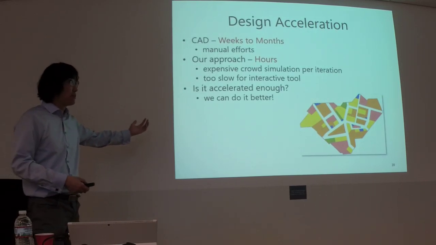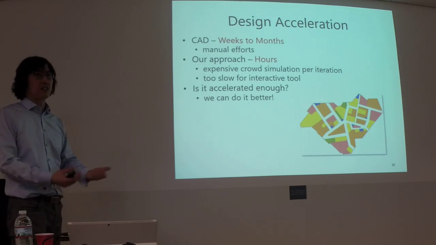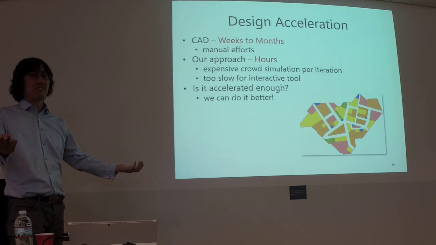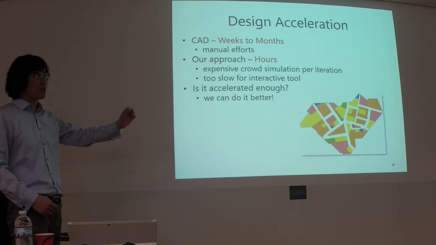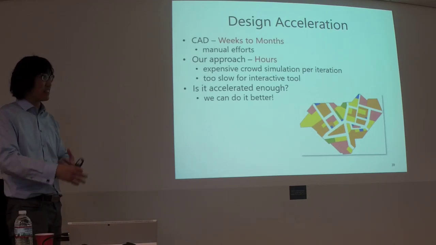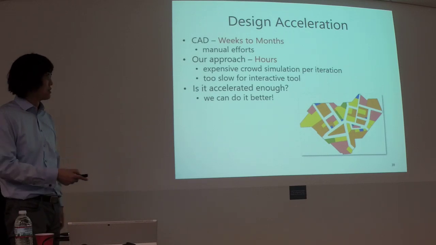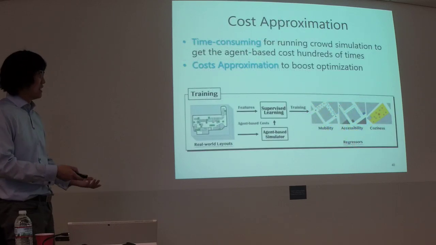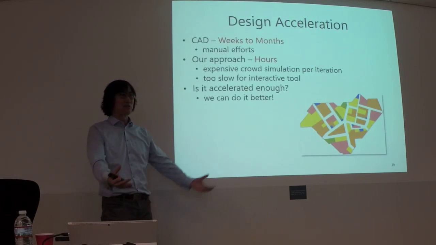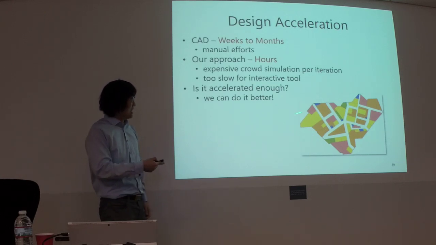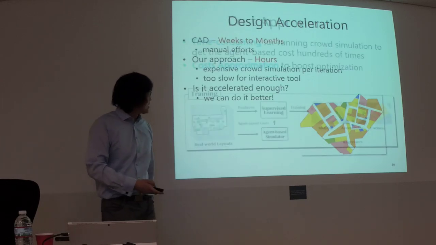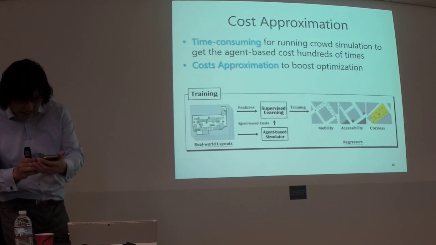So we experience a very slow speed because we need at least hundreds of agents, right? And we need to simulate the behavior from 9 a.m. to 7 p.m. at a reasonable resolution, like updating the locations of the agents every 5 seconds, so you can imagine the amount of computation involved. And we are just talking about one iteration: I generate this layout, you run this crowd simulation, it gives me the cost, and then I do another update. We need at least 300 updates to generate a layout like this, so it's super slow.